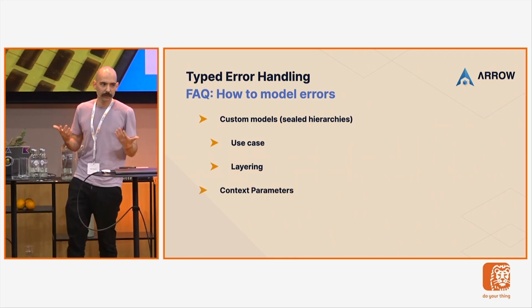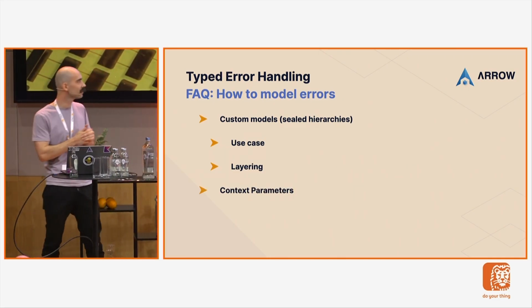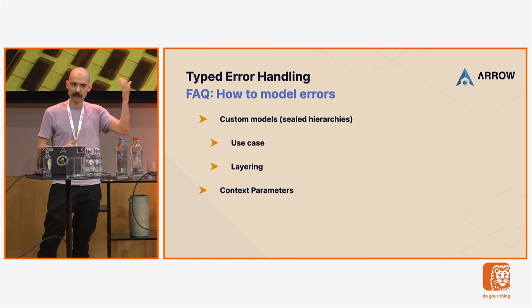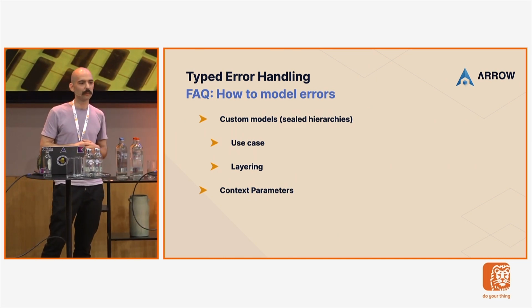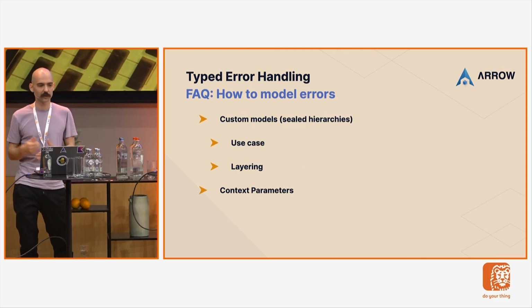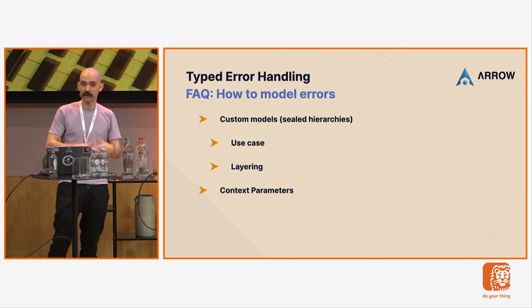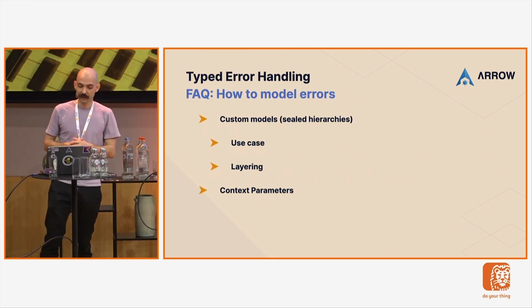So how do we model errors, right? This is also a question that I commonly get. And it seems that once we no longer have to extend the throwable hierarchy, we very quickly grab to sealed hierarchies, as Urs also told, which actually many people are also using with exceptions, right? So it seems to be a very common technique.